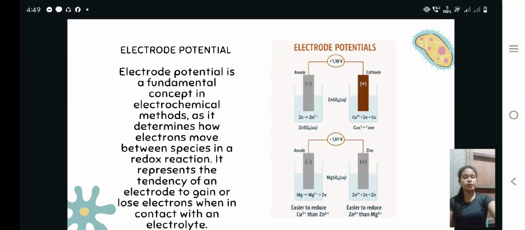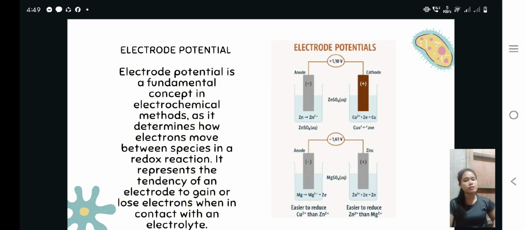The next principle of electrochemical methods is the electrode potential. Electrode potential is a fundamental concept in electrochemical methods as it determines how electrons move between species in a redox reaction. It represents the tendency of an electrode to gain or lose electrons when in contact with an electrolyte.